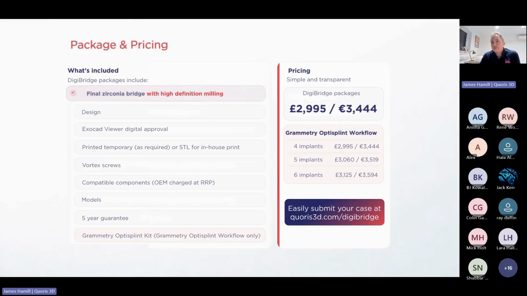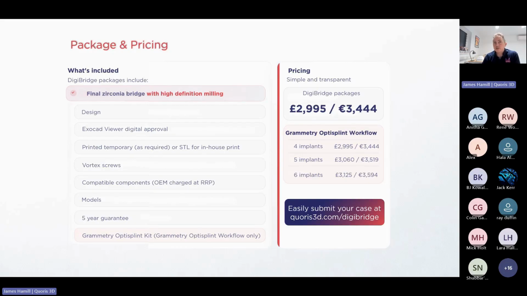We've also looked very carefully at how this is put together, and we've given you, as we've done with many of the other products in the lab, very transparent and fixed pricing. And so we've settled at a single price of $2,995 for everything. So this includes your final zirconia bridge with the high definition milling included, all the design work, the temporization, be it printed or STL for in-house print, doesn't matter. If you need to go through that stage, it's included in the price.